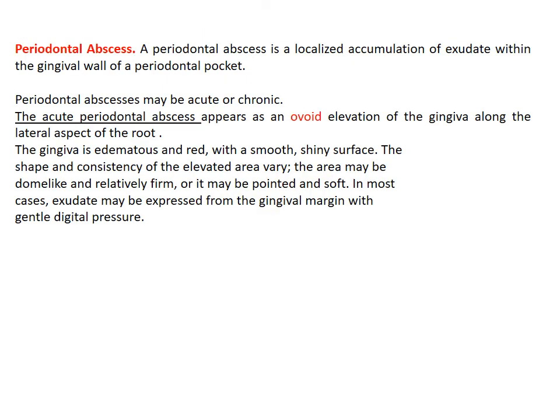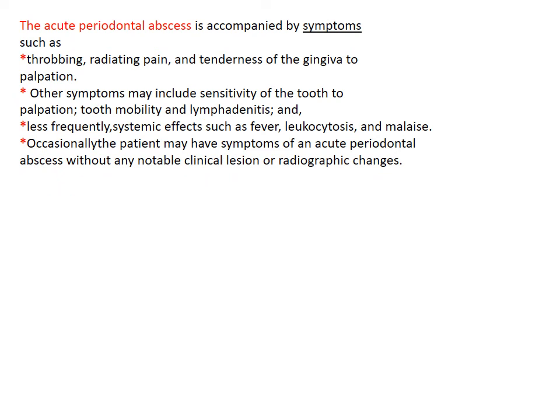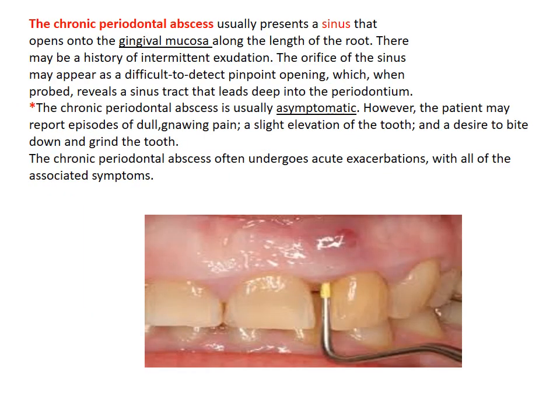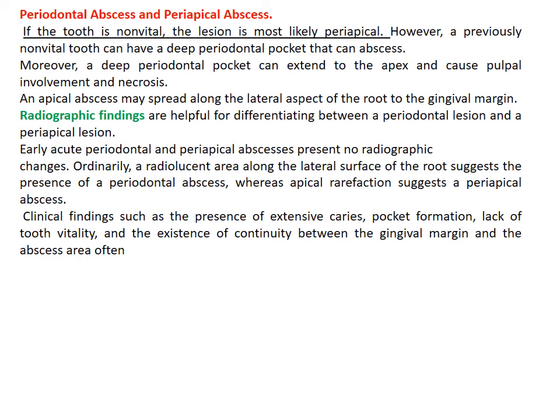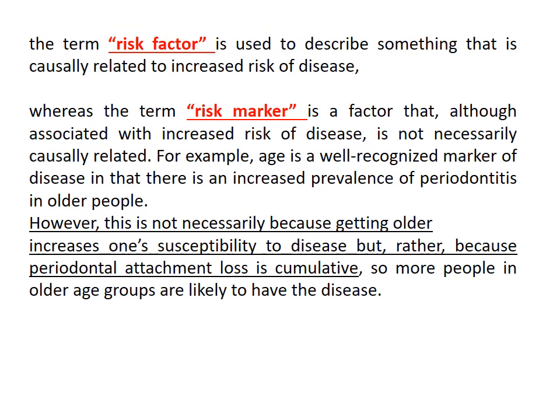Periodontal index, abscesses. A periodontal abscess is a localized accumulation of exudate within the gingival wall of a periodontal pocket. We have acute periodontal abscess and chronic periodontal abscess. Also we have periapical abscess with a non-vital tooth, while in a periodontal abscess the tooth is vital. So the main difference is vitality.